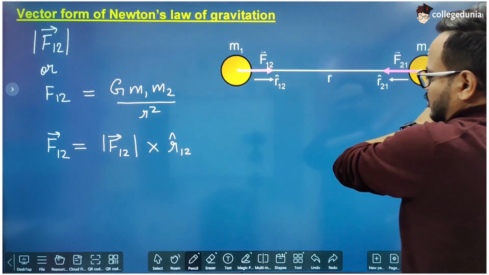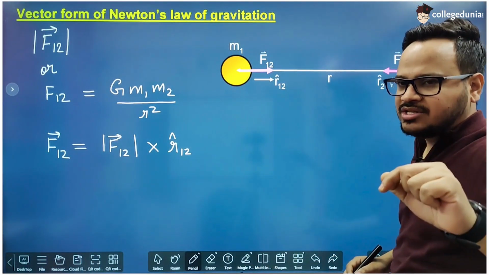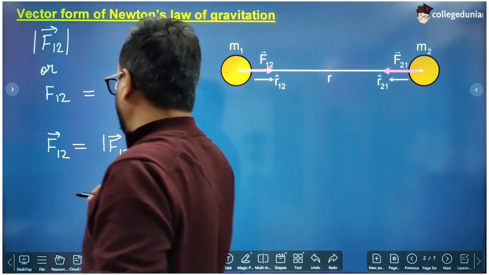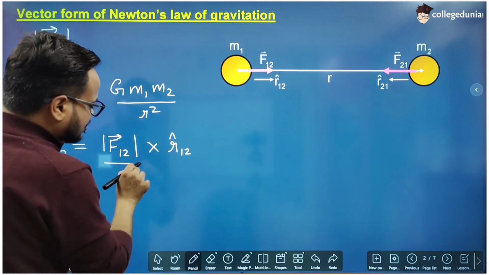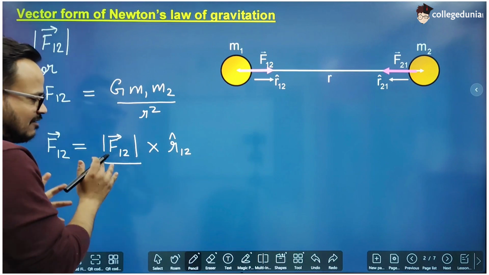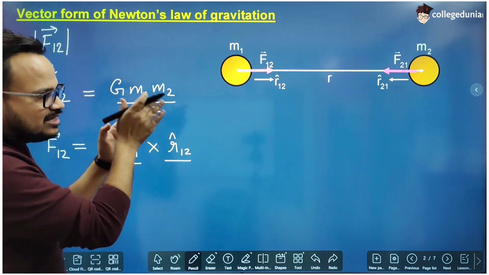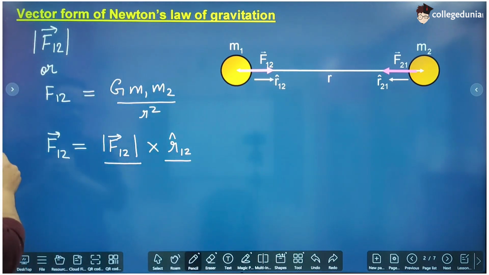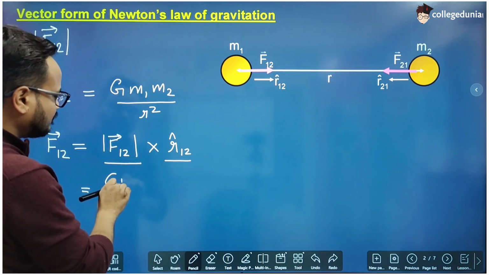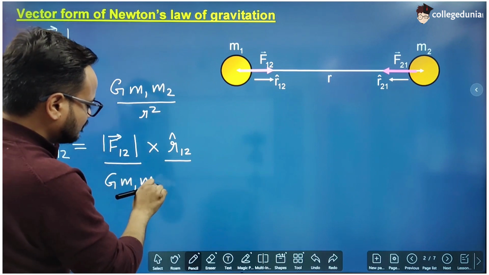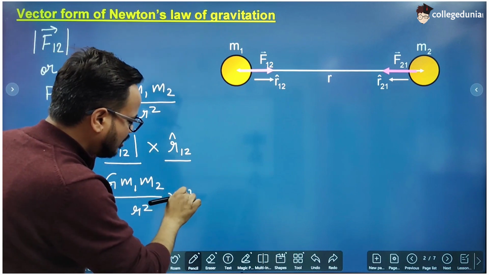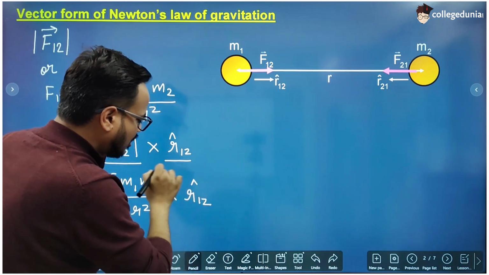Let us say this is the x-axis. So there must be a unit vector along this direction. So we have taken that r12. So what is vector F12? Magnitude of force F12 into unit vector in the direction of this force, right? So what is the magnitude? Magnitude is this, into this unit vector.